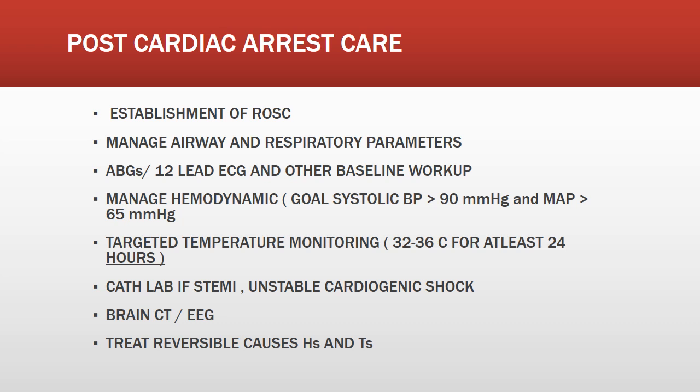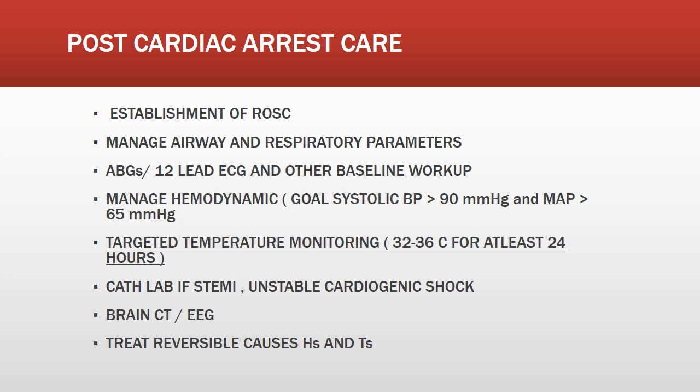Hemodynamically manage the patient. The goal is 90 millimeter of mercury or more systolic blood pressure and a MAP, that is mean arterial pressure, of more than 65 millimeter of mercury. The most important among these is targeted temperature management. It is also important from the exam point of view. For targeted temperature management, the temperature should be kept between 32 to 36 degrees Celsius for at least 24 hours. You have to keep it for at least 24. It's very important.